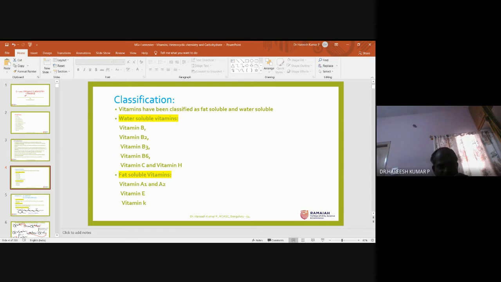And the fat soluble vitamins are vitamin A1 and A2. Vitamin A1 is called retinol. Vitamin A2 is called dehydroretinol. Vitamin E is called tocopherol. Vitamin K is called phylloquinone. So with this, I will go for a specific example called vitamin A.